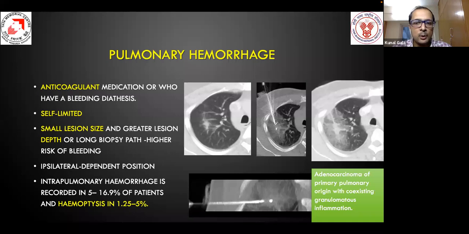Whenever hemoptysis occurs, the patient needs to lie on the same side as the biopsy. If the biopsy is done from a right lung lesion, the patient needs to lie down on the right side down. So whatever secretions come in go into the right lung, and thus the left lung is not affected.